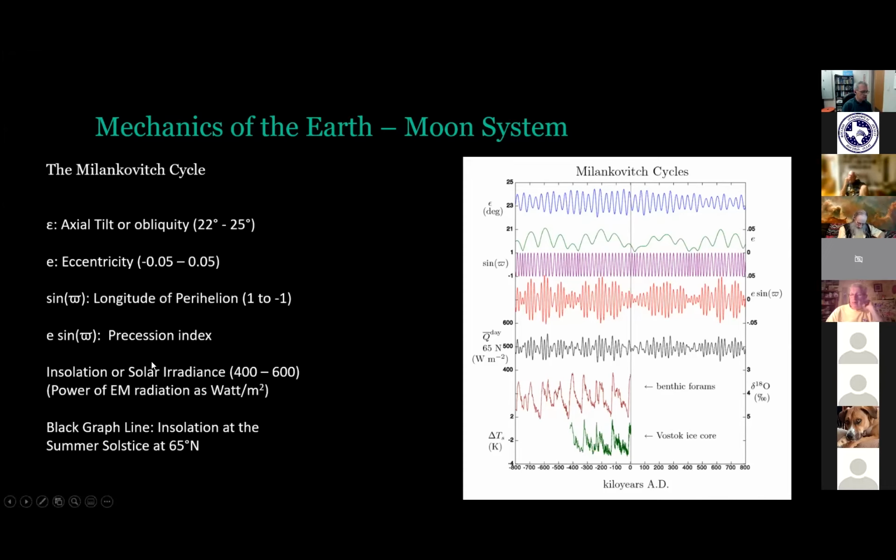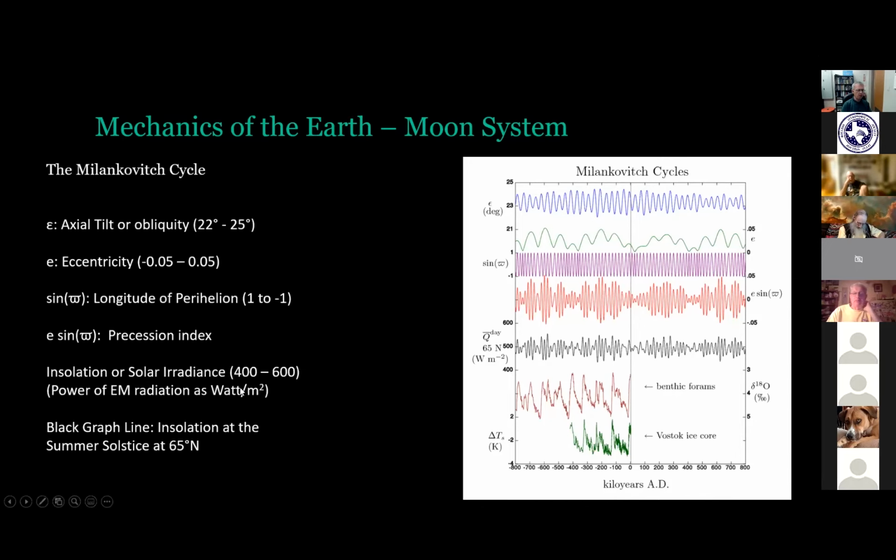There's the precessional index. That index changes what we call the insolation, or the solar irradiance. That means as the Earth's orbit changes, as it shifts and it changes that axial tilt, it can have a huge effect on the amount of radiation we receive from the sun.